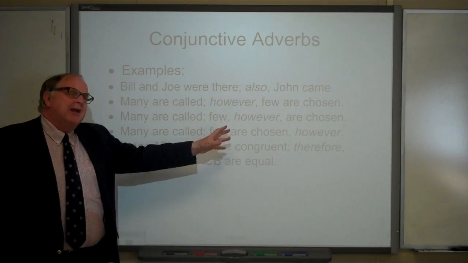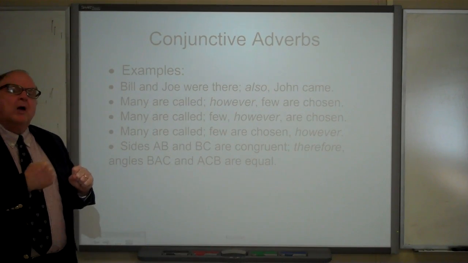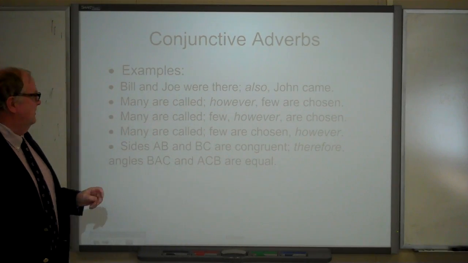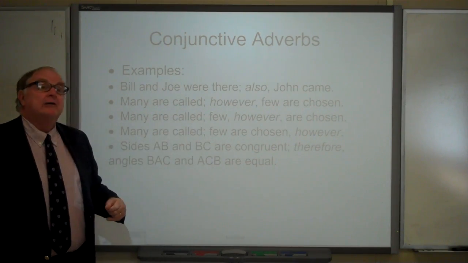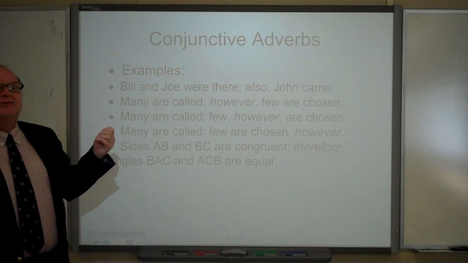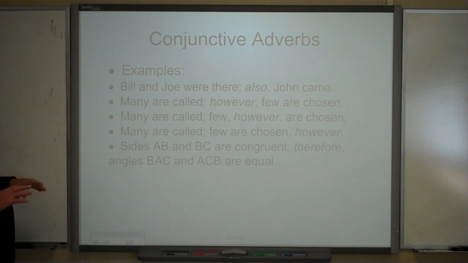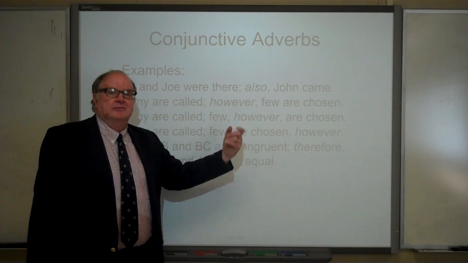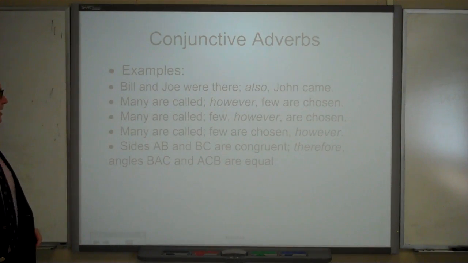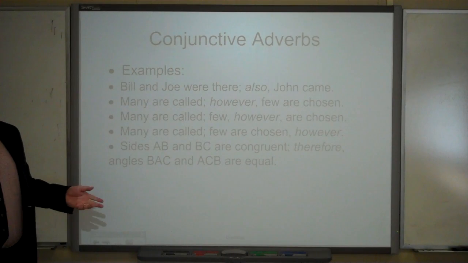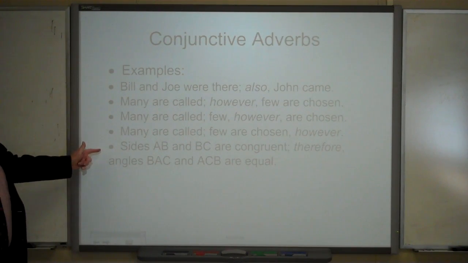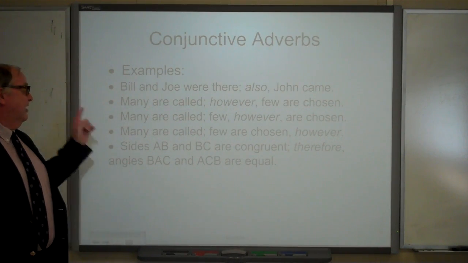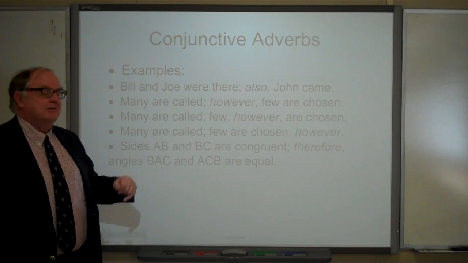Notice the conjunctive adverb doesn't necessarily have to go at the beginning of the second clause. We could say many are called; few, however, are chosen. Or we could say many are called; few are chosen, however. However is still functioning as the conjunctive adverb no matter where in the clause it appears, and so it is set off by a comma, or if it's in the middle of the clause, a pair of commas. Okay, therefore is a common conjunctive adverb. You've probably used that in your geometry classes if you're taking geometry. Sides A and B and C are congruent; therefore, angles BAC and ACB are equal.